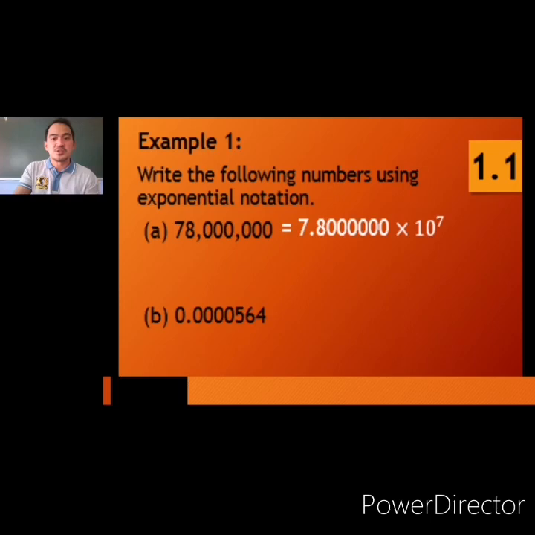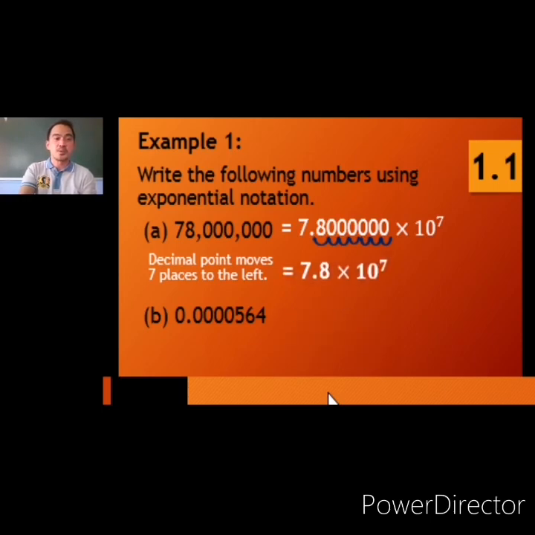Now, after knowing where your decimal point is, we can start moving. Since our decimal point is to the right, we have to move the decimal point towards the left direction. So let's start. 1, 2, 3, 4, 5, 6, 7. So we move the decimal point 7 places to the left. Therefore, 78 million can be expressed in exponential notation as 7.8 times 10 raised to the power of 7.